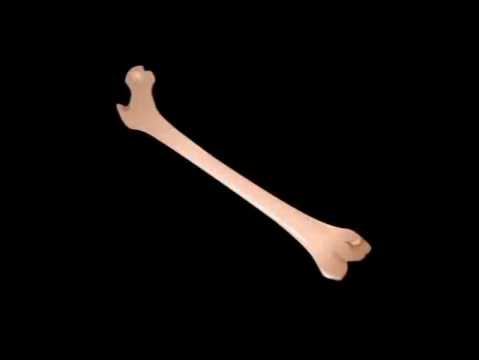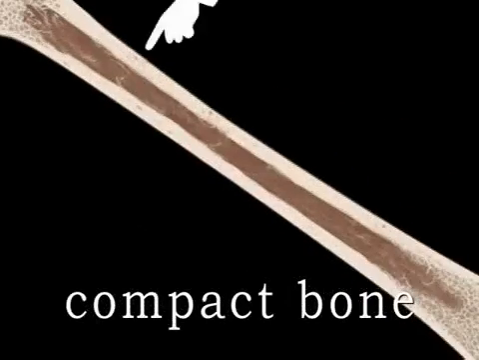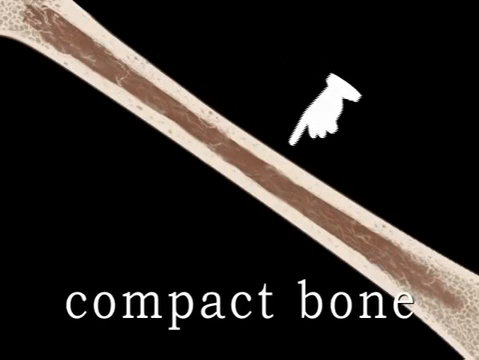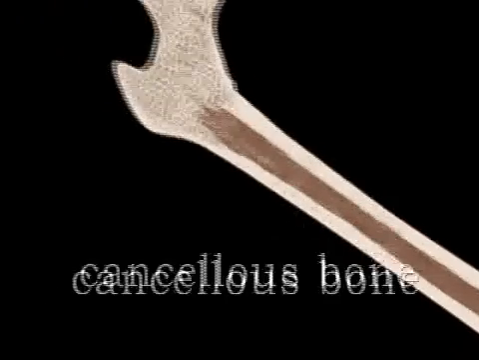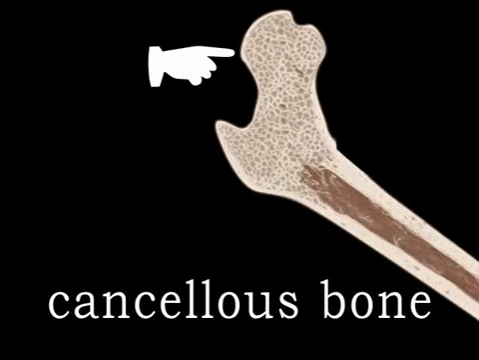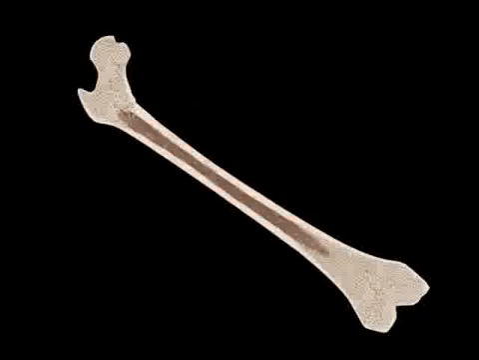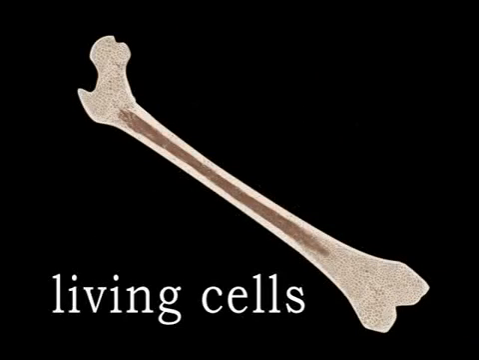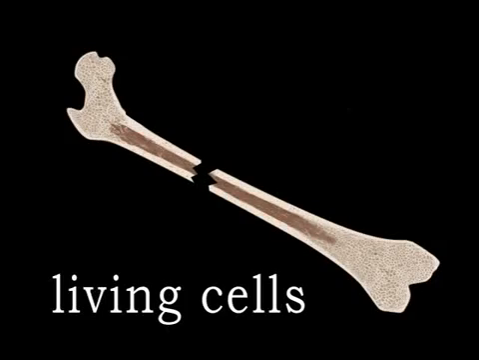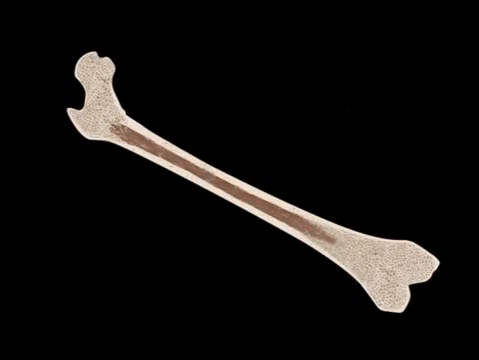There are 2 types of bone tissue. Compact bone, which is dense, smooth, and very strong, and cancellous bone, which is spongy and lightweight. Both types of bone tissue contain living cells, which help make repairs if a bone is injured or broken.